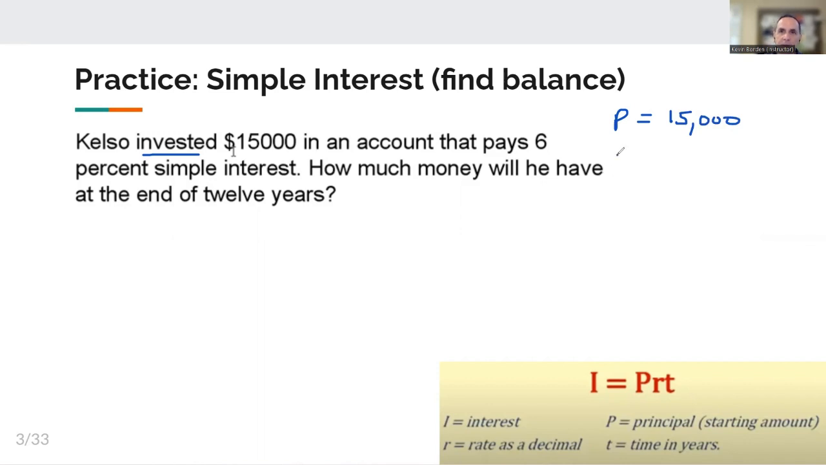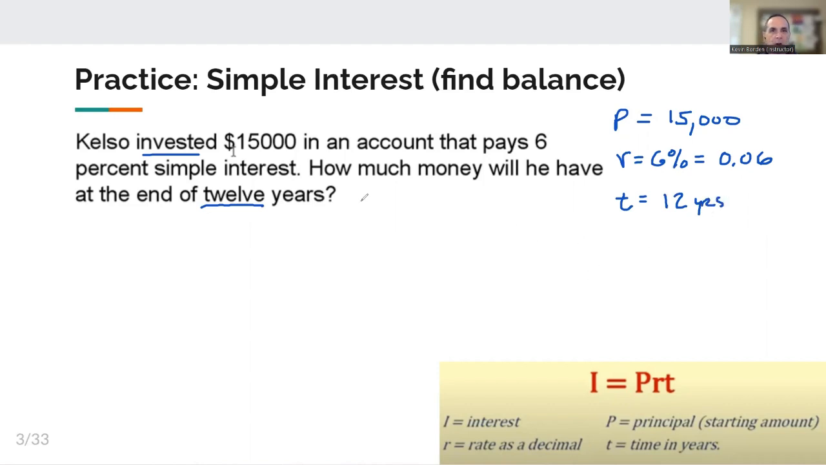The rate, another way that you could do the rate is you could start with the percent and say equals 6% and then divide it. But you know that you always have to convert it to a decimal. 6 divided by 100 is 0.06. And the time, it's right here. It's in words, but it's 12 years.